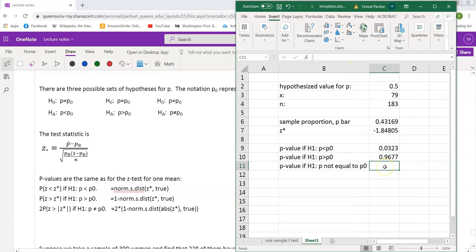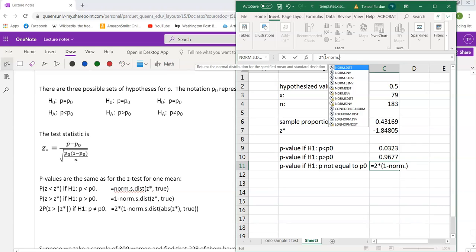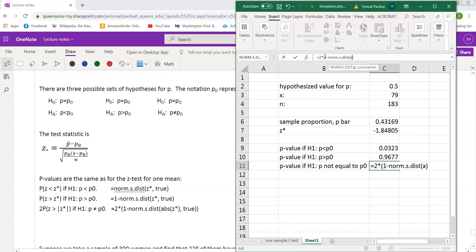And our p-value here is going to be 2 times parentheses 1 minus NORM.S.DIST, and then we take the absolute value of our test statistic, close that, and type true.